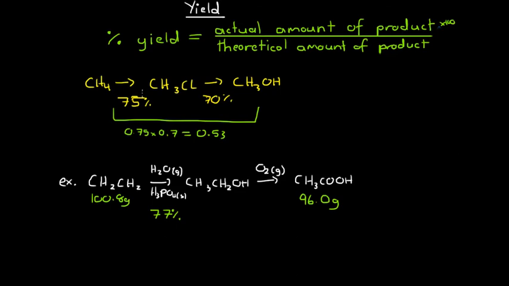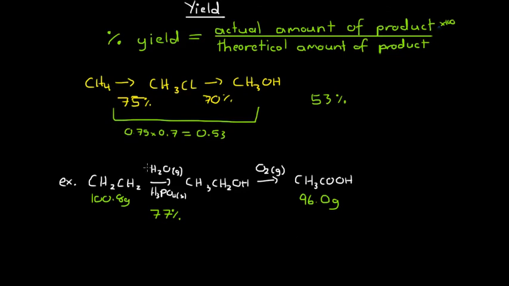We haven't managed to react all of our reactants in either of these steps, and so both of these steps have meant that we've lost some of the products that were possible. So our net yield is only 53%. Only 53% of the methane that we started with ends up as methanol.